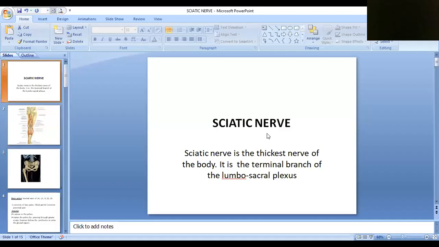Dear students, today we are going to discuss the sciatic nerve. The sciatic nerve is the thickest nerve of the body and it is a terminal branch of the lumbosacral plexus. What is meant by that?